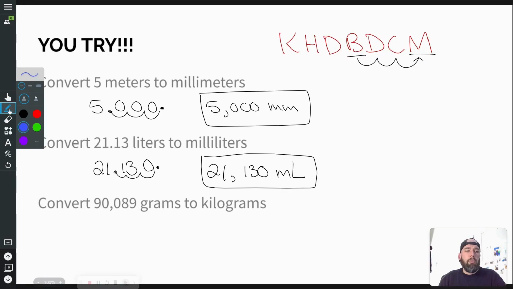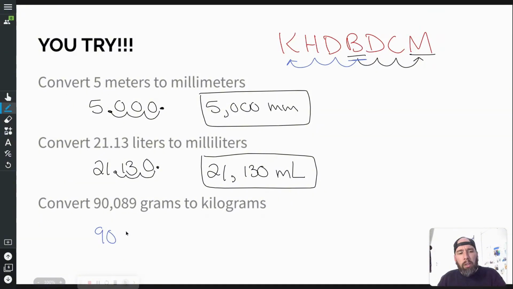Now we're going to convert 90,089 grams to kilograms. So we're going from our base and we're now going to the left 1, 2, 3 spaces. We're getting bigger. So I'm going to write out 90,089, put a decimal where a decimal should be, and I'm going to go to the left 1, 2, 3 spaces, putting my new decimal there. So that's 90,089 thousandths kilograms.